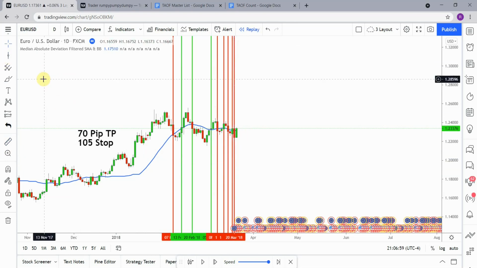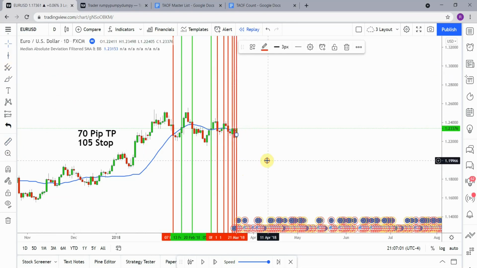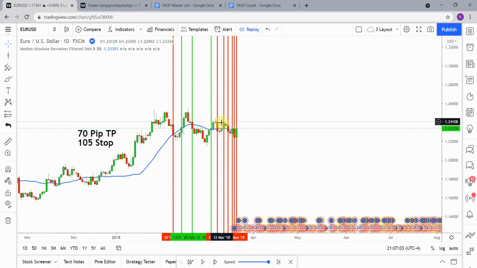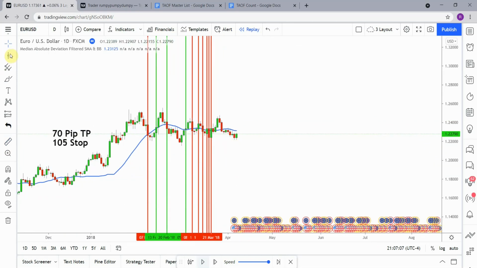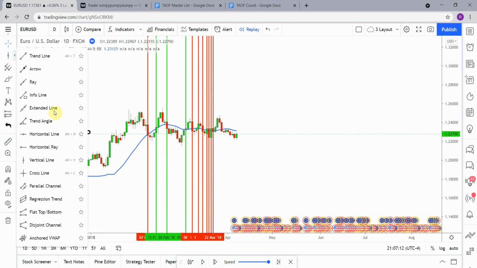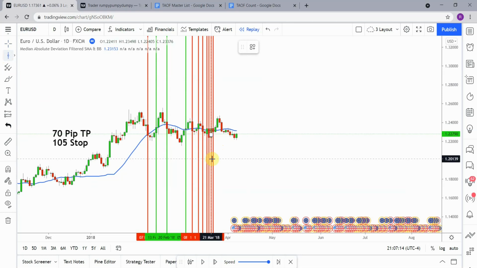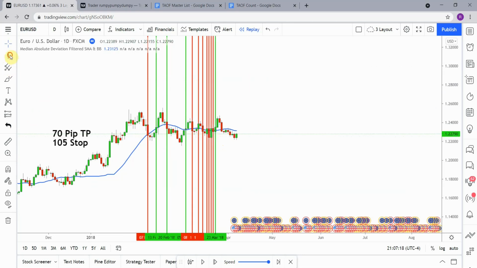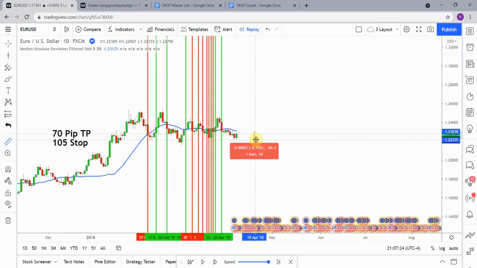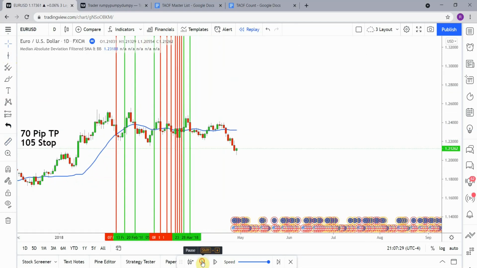Then we get this kind of pinball action as we get whipsawed in and out of trades, back and forth, before we finally hit a winner right there. Then we get another one right here. Actually, let me just go ahead and double check the measurement on that. Yep, we are good there on that long.